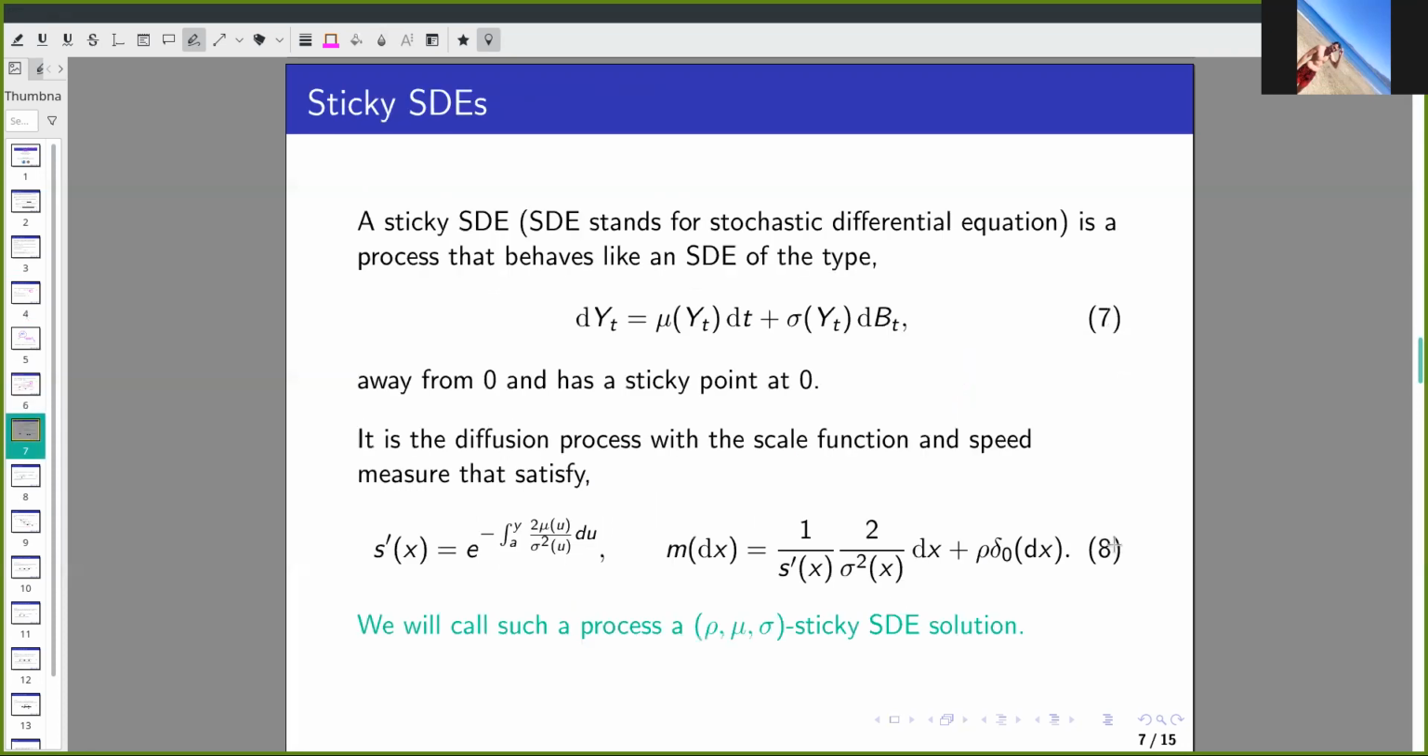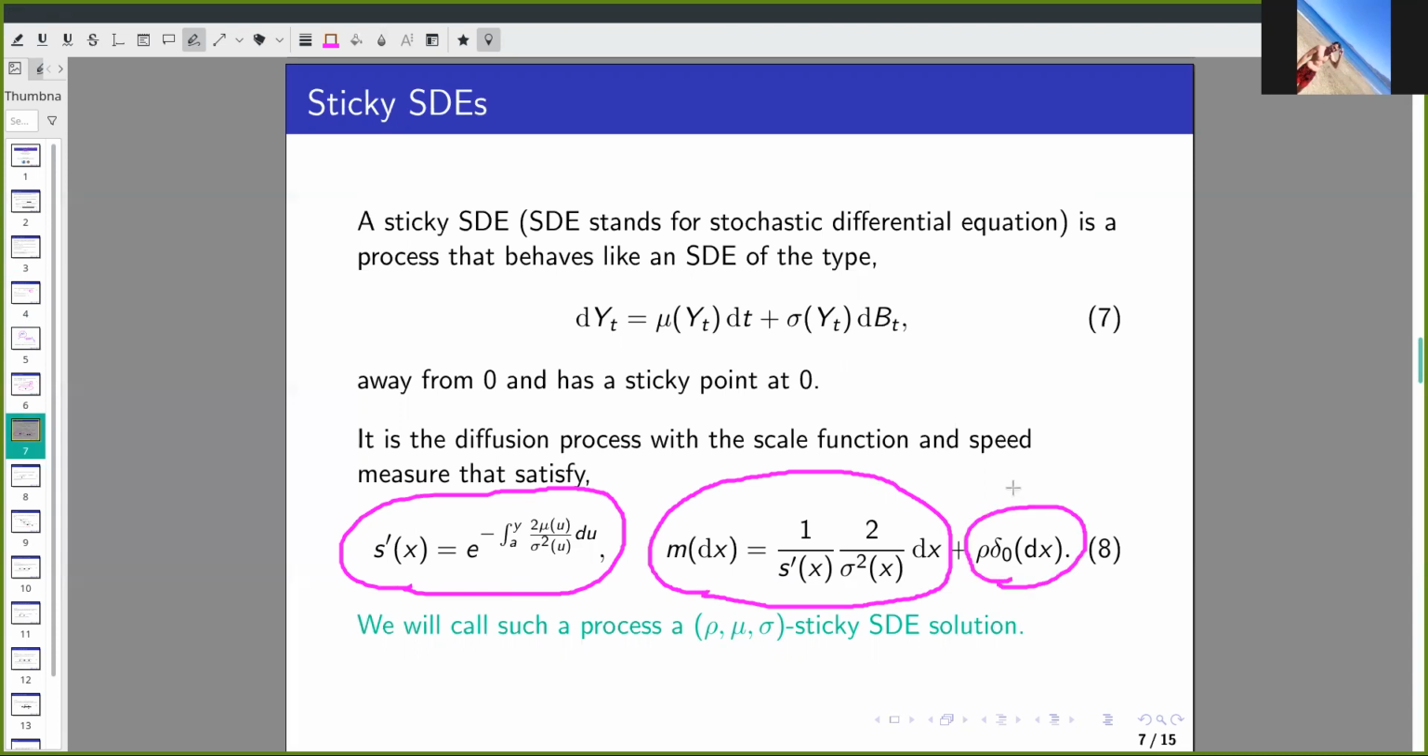But as we saw, the local time is defined for semimartingales, so the diffusion processes for which we want to approximate the local time must be semimartingales. This is why, and for other reasons, we study sticky SDEs, which, like the sticky Brownian motion, are diffusion processes that behave like a standard SDE away from 0 and have a sticky point at 0. One way to see that is using, again, the scale function and speed measure characterization. This is the scale function of the non-sticky version of the SDE, and this is the speed measure of the non-sticky version of this SDE. And this is the sticky point at 0.